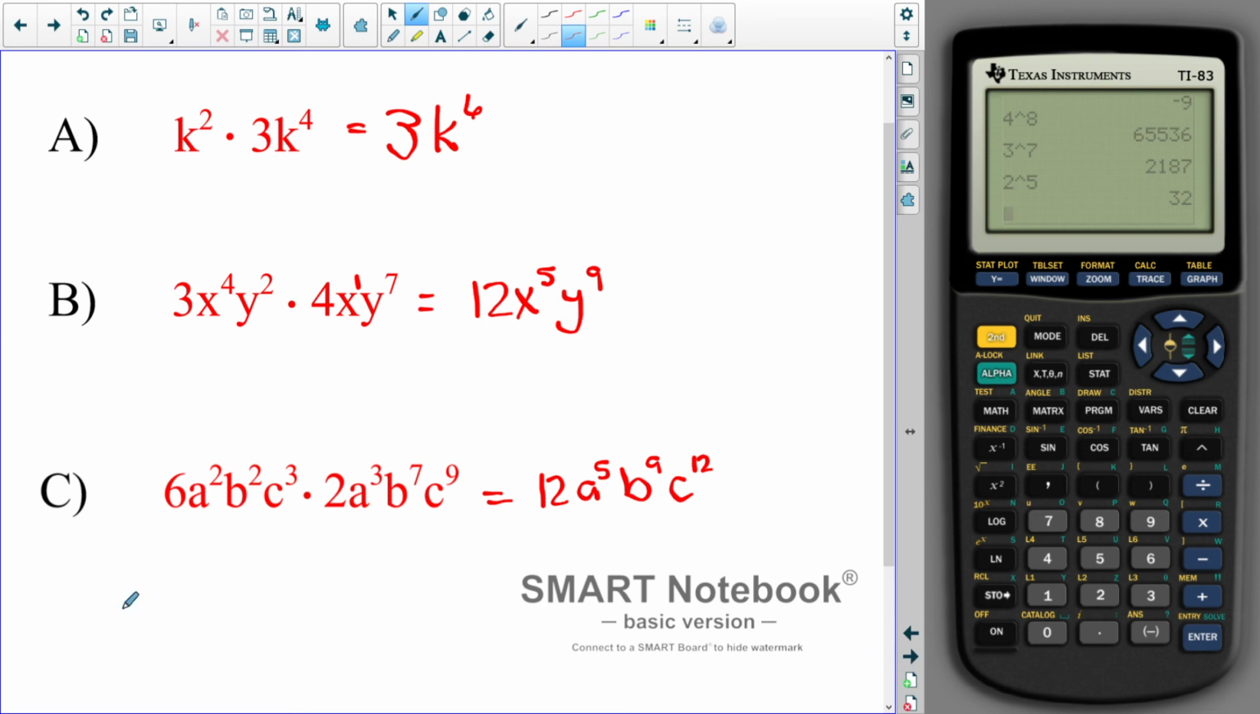Okay, so we're going to wrap it up for today on that. And then next time we'll talk about how to take a number that's raised to a power and raise it to another power.